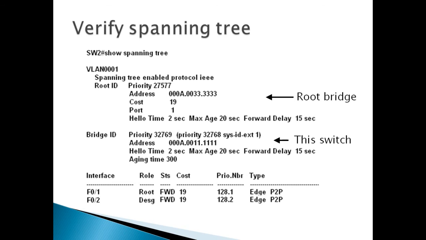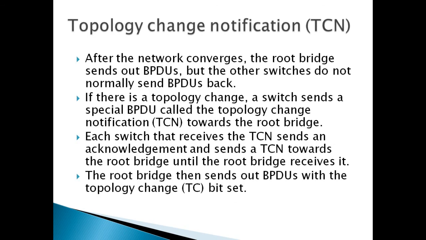Topology change notification, TCN. After the network converges, the root bridge sends out BPDUs, but the other switches do not normally send BPDUs back. If there is a topology change, a switch sends a special BPDU called the topology change notification, TCN, towards the root bridge. Each switch that receives the TCN sends an acknowledgement and sends a TCN towards the root bridge until the root bridge receives it. The root bridge then sends out BPDUs with the topology change, TC, bit set.